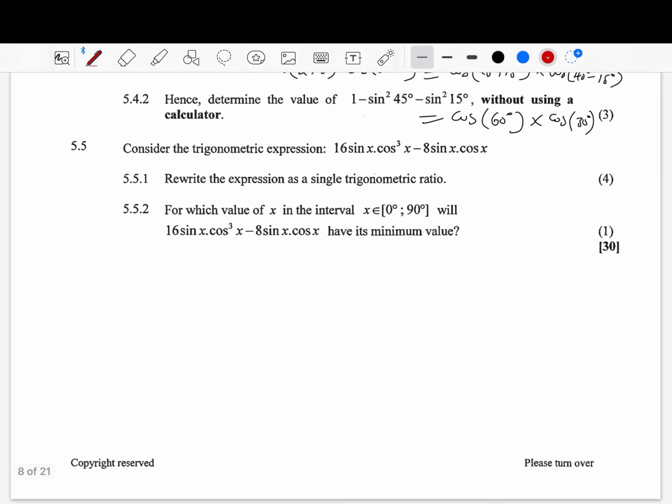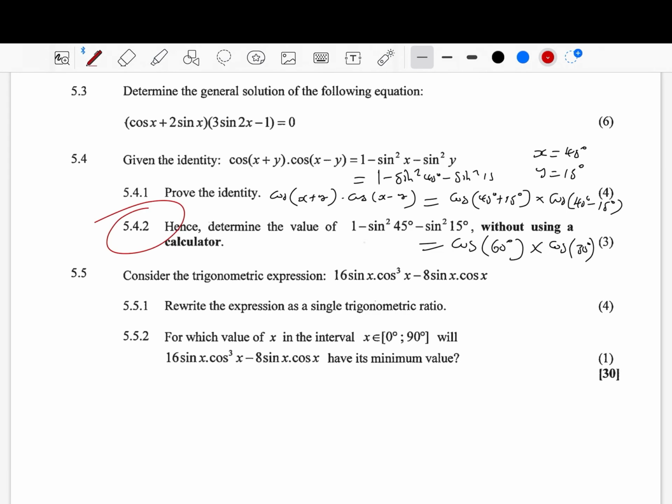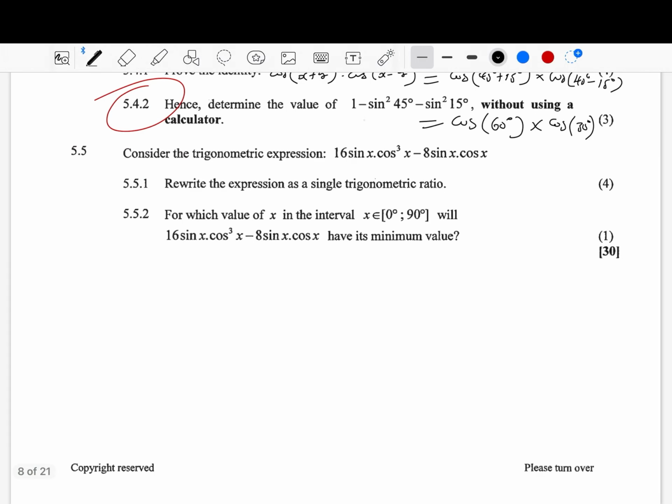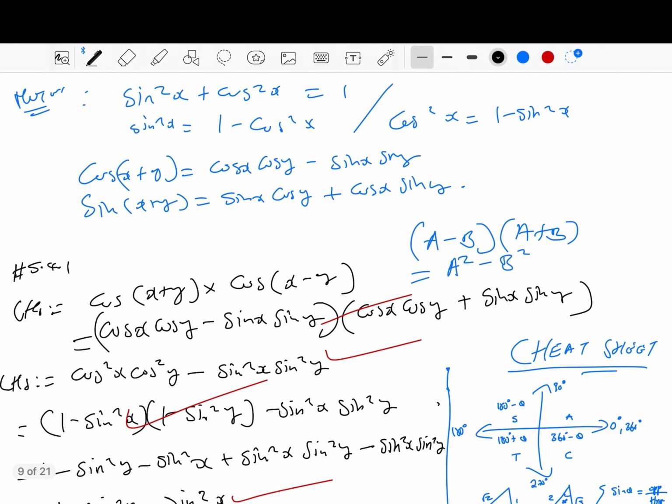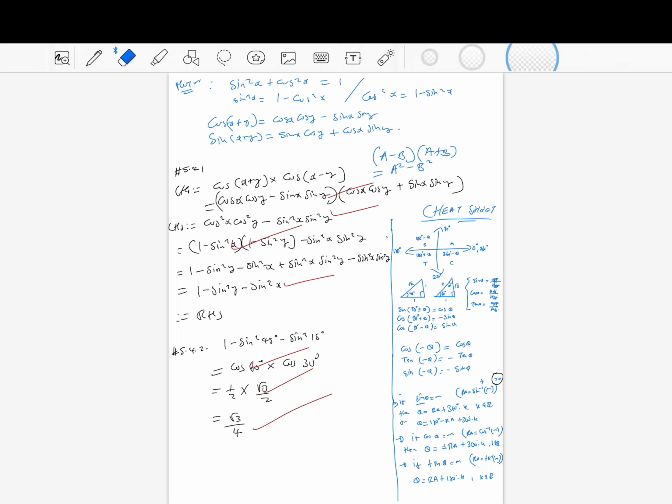So let's go to 5.5. If you didn't understand 5.4.2, let me know. I'm happy to help. Okay. So 5.5, consider the trigonometric expression. Now you have 16 sine x cos cubed x minus 8 sine x cos x. Now rewrite that long expression as a single trigonometric ratio. How do we do that? How do we rewrite this long expression? So let me remove all of this.